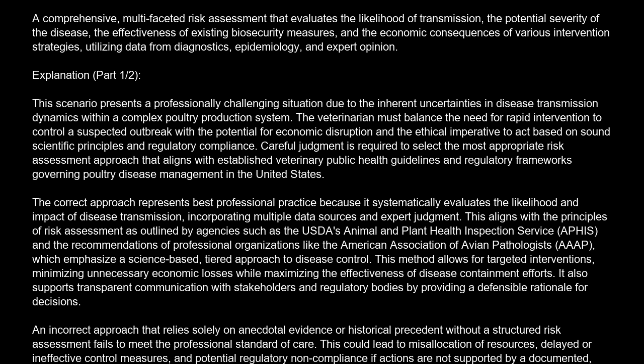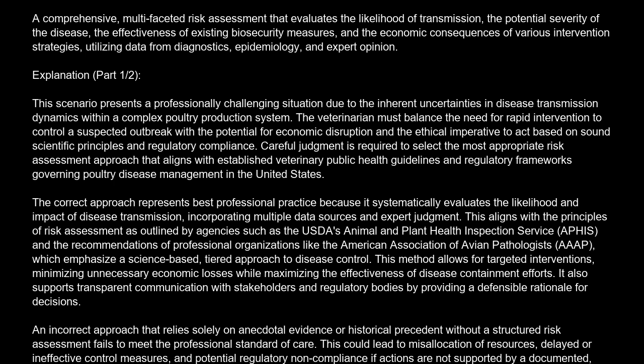The correct approach represents best professional practice because it systematically evaluates the likelihood and impact of disease transmission, incorporating multiple data sources and expert judgment. This aligns with the principles of risk assessment as outlined by agencies such as the USDA's Animal and Plant Health Inspection Service, APHIS, and the recommendations of professional organizations like the American Association of Avian Pathologists, AAAP, which emphasize a science-based, tiered approach to disease control.